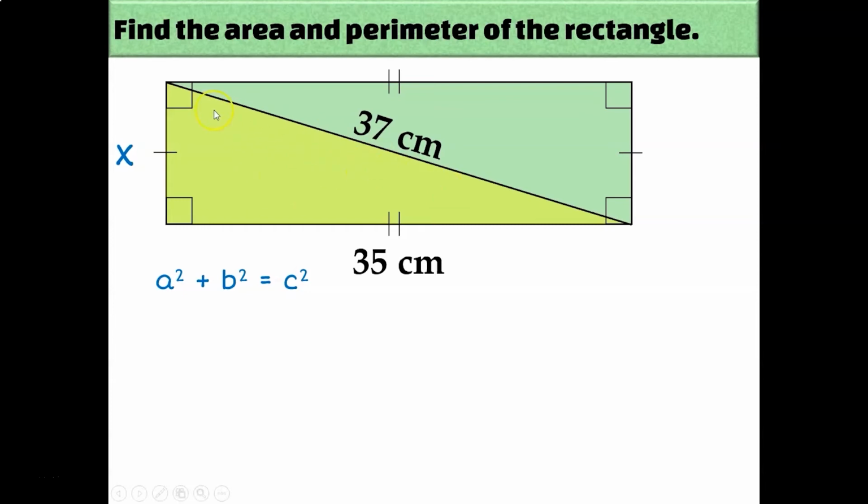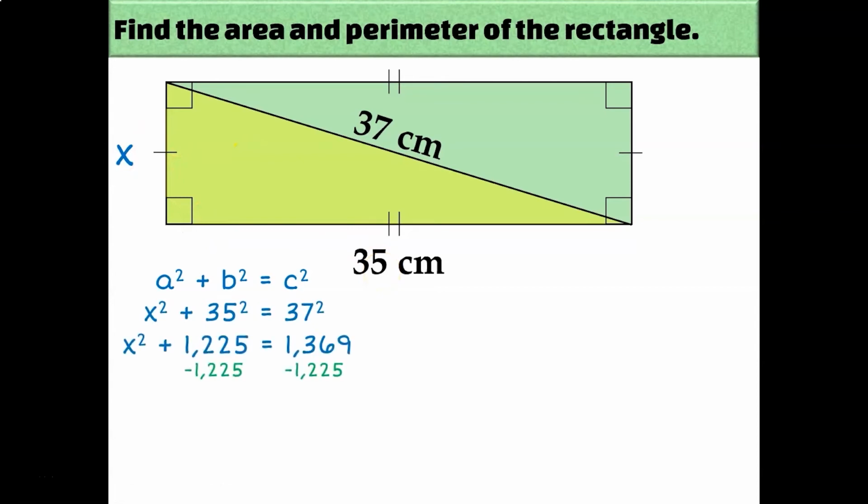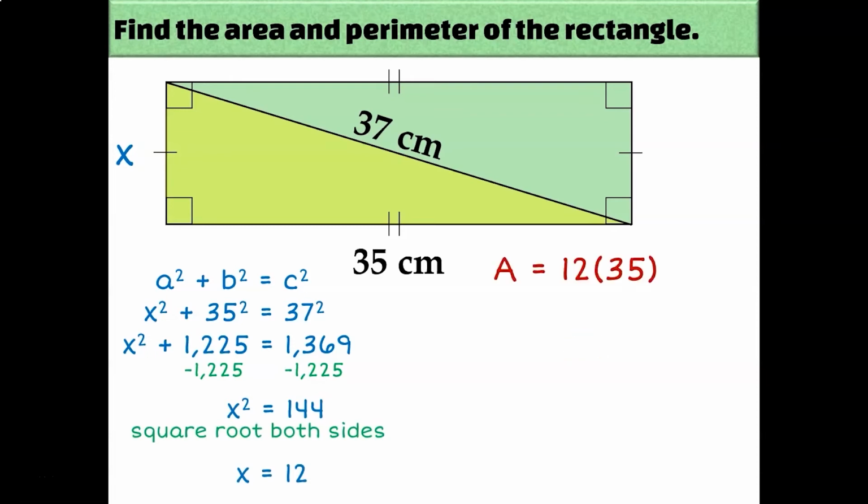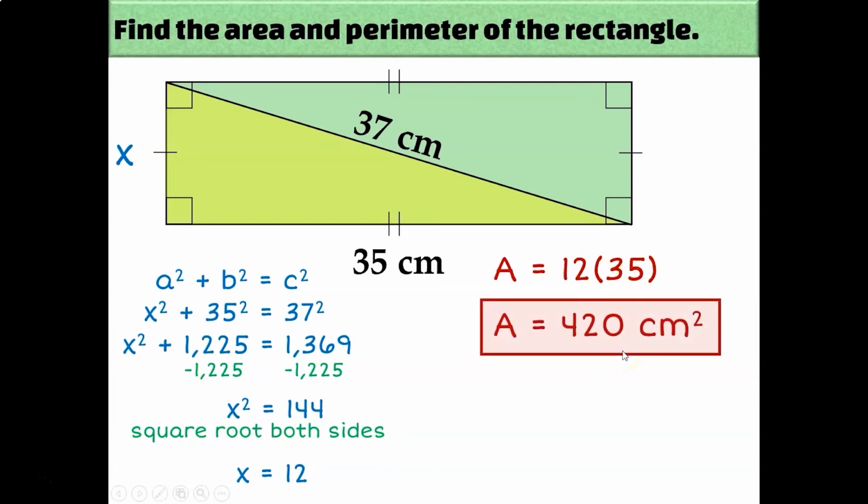For this triangle, the hypotenuse is 37 because it is the side that is across from the right angle. So that makes x and 35 a and b. And then I'll crunch those numbers, and I get that x has to be 12. So now I know that the area has to be 12 times 35, or 35 times 12, that order doesn't matter, and that's 420 square centimeters. And the perimeter has to be 12 plus 12 plus 35 plus 35.